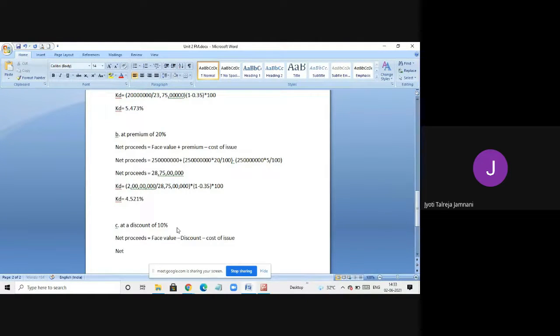So net proceeds at discount is equal to face value 25 crores minus discount, which is 10%. So of 25 crores, we have to find 10%, minus cost of issue, that is 5% of 25 crores.